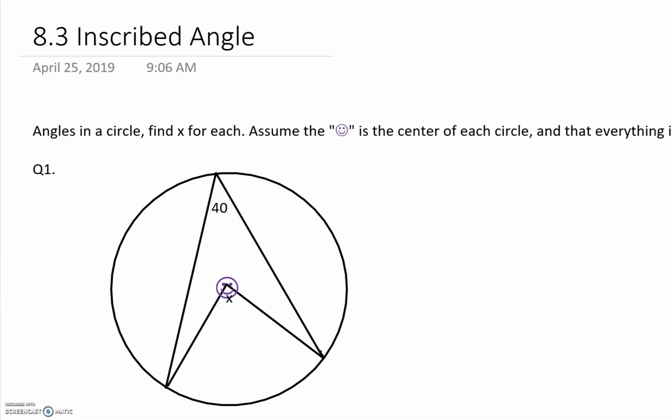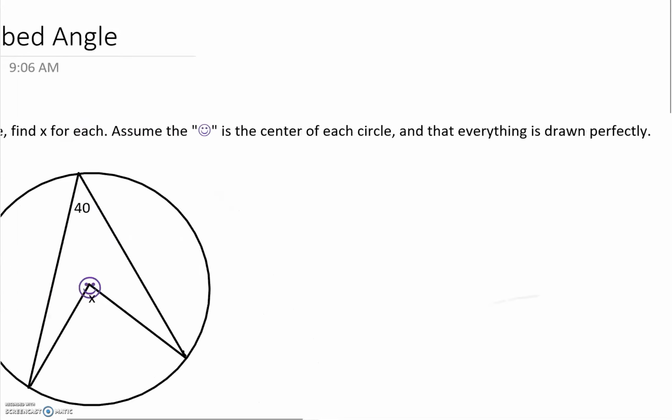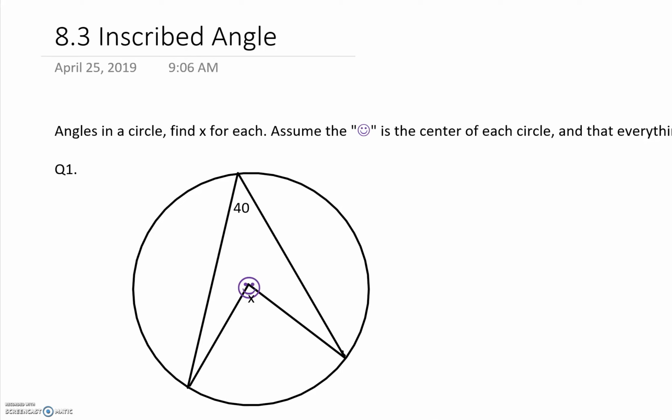So first of all, we're looking for the angles inside of this circle, and we're looking for x for each. I've got a couple questions coming up. Assume that the purple smiley face is the center of each circle, and that I've done that perfectly, and that everything else is drawn perfectly, which means that it goes from edge to edge without going over straight lines and all those different fun things.